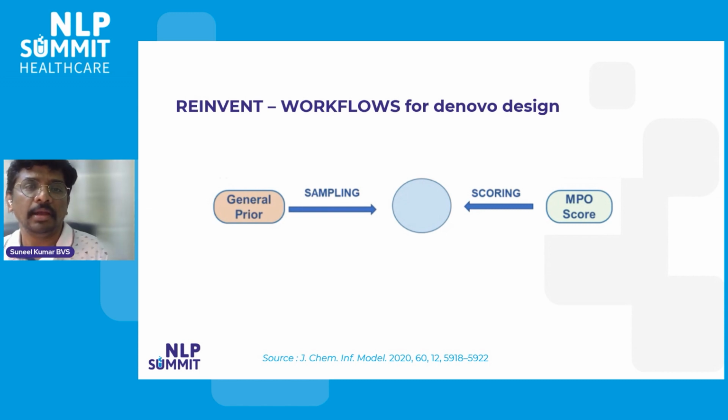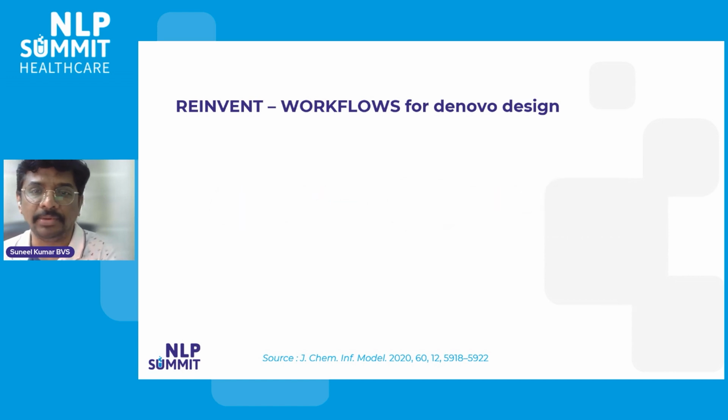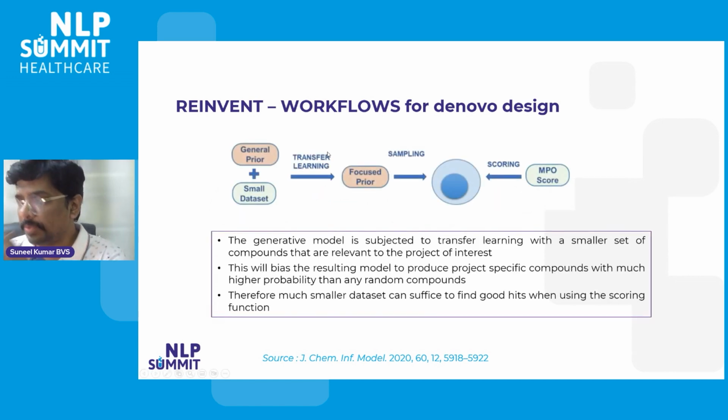One of them is the REINVENT workflow. The basic workflow starts with a general prior, which is a general model that has been trained on ChEMBL. Once you do the random sampling, you score the molecules using desired properties or an MPO score. This is a much more complex workflow.